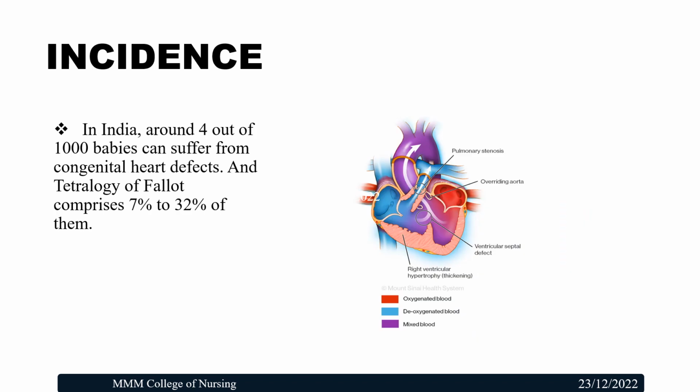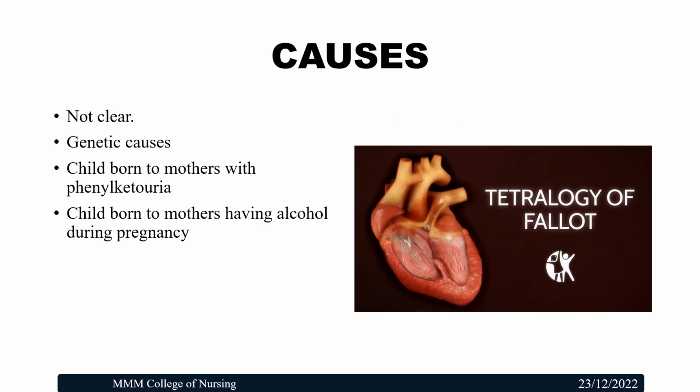Coming to the incidence, in India, around 4 of 1,000 babies can suffer from congenital heart defects, and tetralogy of Fallot comprises 7 to 32% of them. Causes: it is not clear, but there are genetic causes, as I discussed earlier in the risk factors, Down syndrome or DiGeorge syndrome, children born to mothers with phenylketonuria, and children born to mothers who had alcohol during pregnancy. These may be the extensive causes of tetralogy of Fallot.